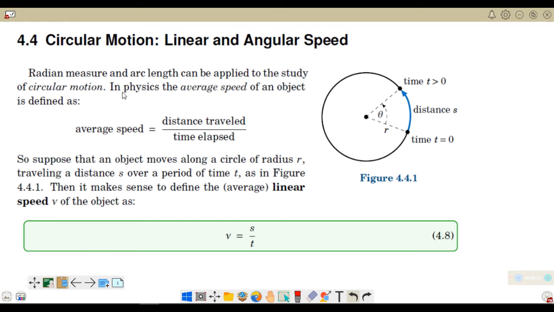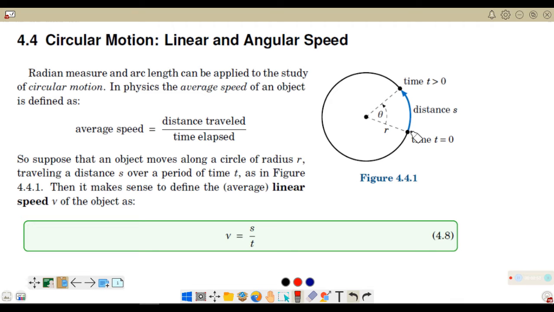If you are studying physics this semester or kung nag-take na kayo ng physics course ngayong college na kayo, then you can relate to the formulas that we are going to discuss in this section. In physics, the average speed of an object is defined as the distance traveled over the time elapsed. So, say for example, we have an object that moves along a circle of radius r.